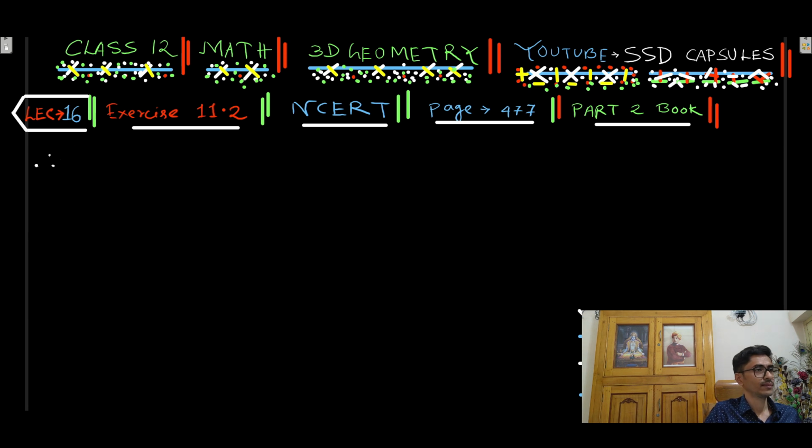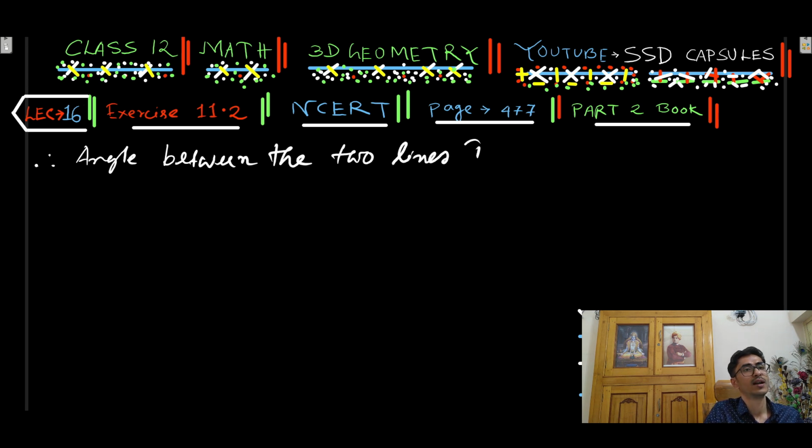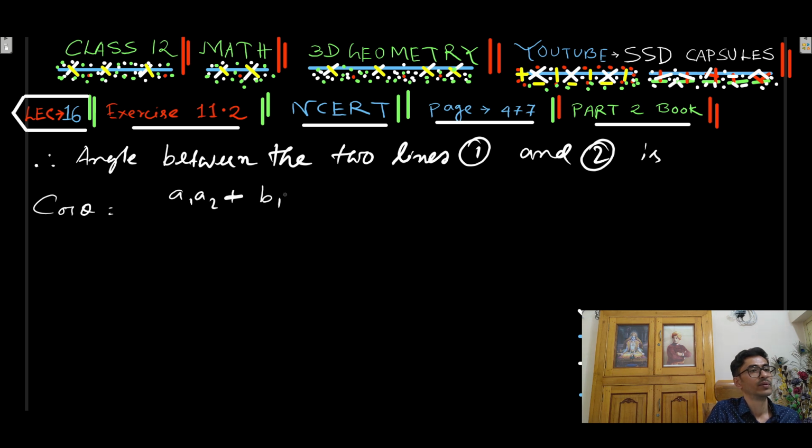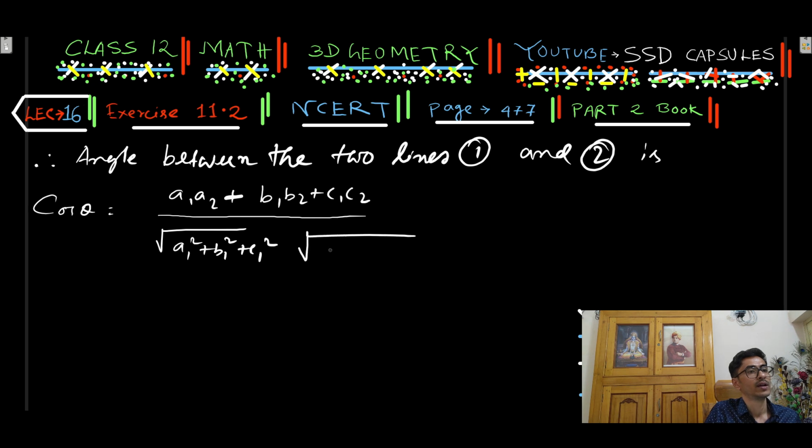Therefore, the angle between the two lines 1 and 2 is cos theta equal to A1 A2 plus B1 B2 plus C1 C2 by root A1 square plus B1 square plus C1 square, root A2 square plus B2 square plus C2 square.